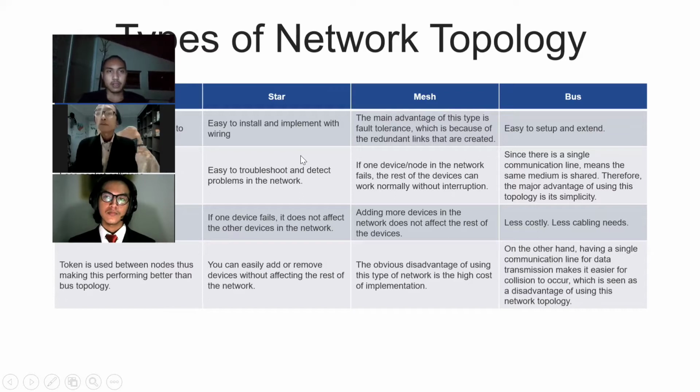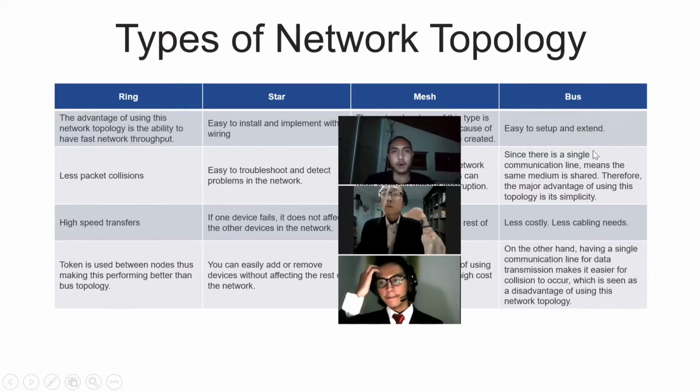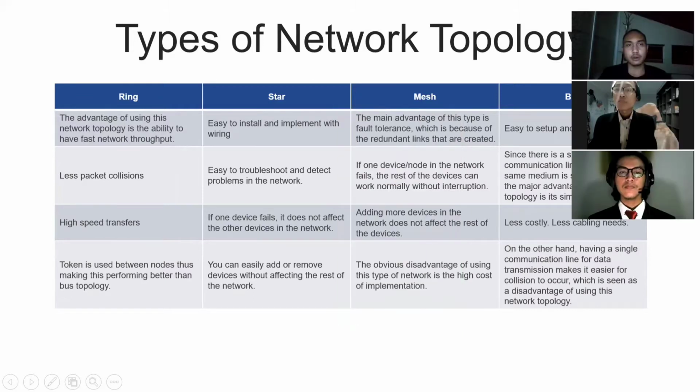We're going to discuss 4 common types of network topology. The first one is ring topology. The first feature of ring topology, the advantage of using this network topology, is the ability to have fast network throughput. Second, less packet collisions. Third, high-speed transfers. And the last one, a token is used between nodes, thus making this perform better than bus topology.